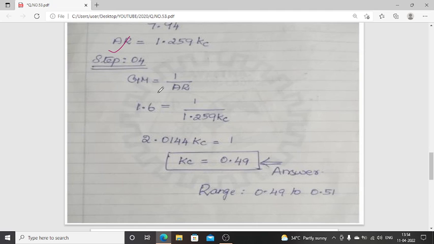Fourth step: gain margin is equal to 1 by amplitude ratio. Amplitude ratio is equal to 1.259 Kc. Substitute here, and from this find the Kc value. Kc is equal to 0.49. Okay, so this is the answer for this problem. The Kc value, or proportional sensitivity or gain value, is 0.49. So the range for this problem, Kc value, is 0.49 to 0.51.